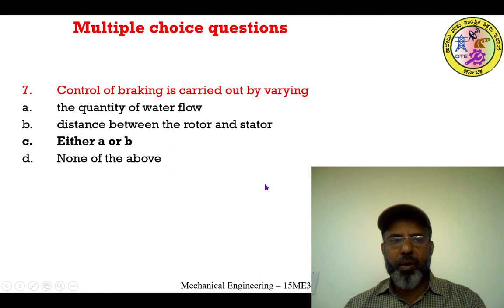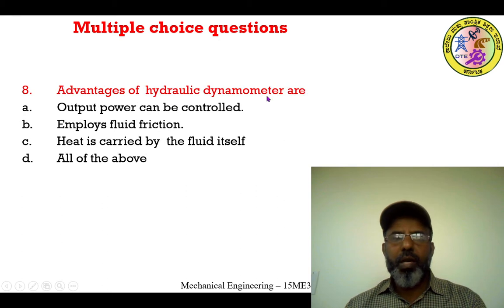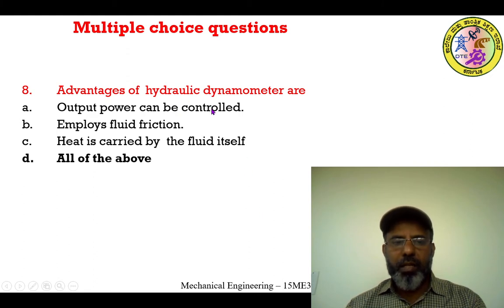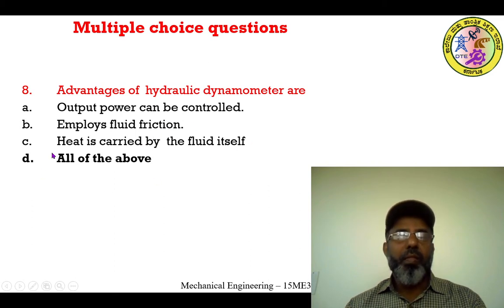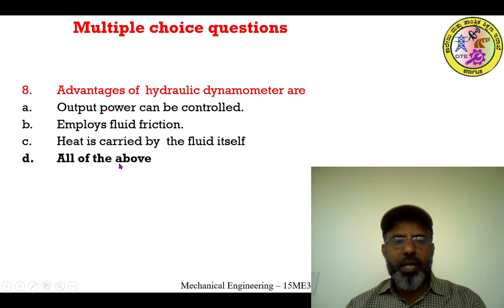Then the next thing you should remember: the advantages of a hydraulic dynamometer are, four options are given. Your time starts. A, output power can be controlled. B, employs fluid friction. C, heat is carried by the fluid itself. D, all of the above. Option A is correct, option B is correct, option C is correct. Therefore, option D, all of the above, is the correct answer. This is about the hydraulic dynamometer.